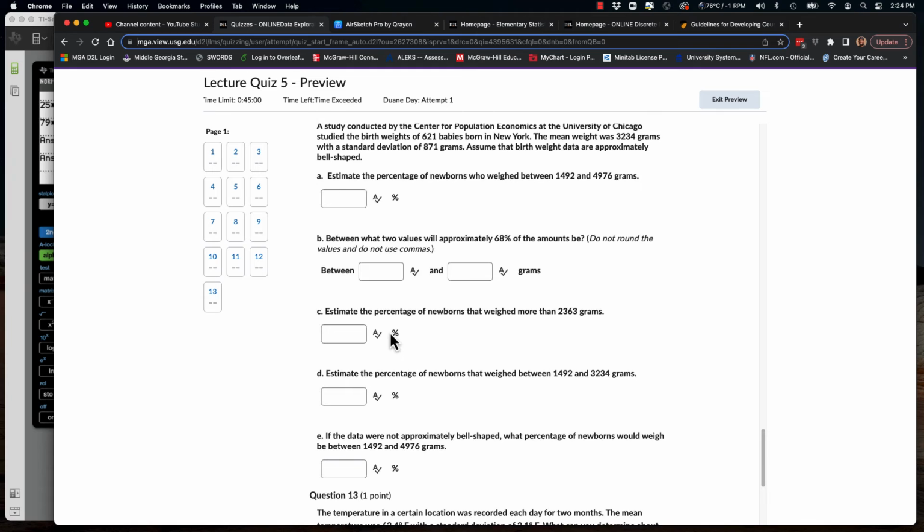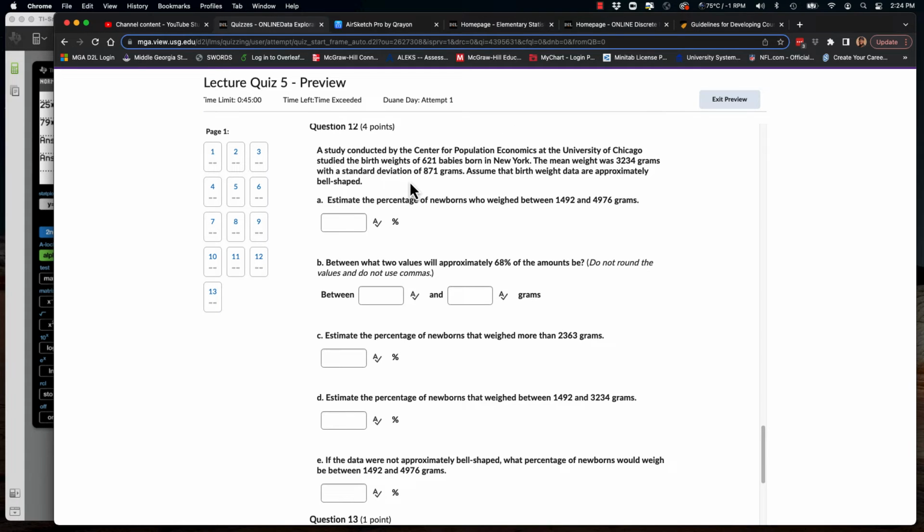We'll go through this whole thing, but you're given some information here about 621 babies in a study done by the University of Chicago on birth weights. The mean weight for these babies was 3,234 grams with a standard deviation of 871. The next sentence says, assume the birth weights are approximately bell-shaped. When you see that terminology, you can start thinking, well, I might be able to use the empirical rule here, especially when the first question says, estimate the percentage of newborns who weighed between 1492 and 4976 grams.